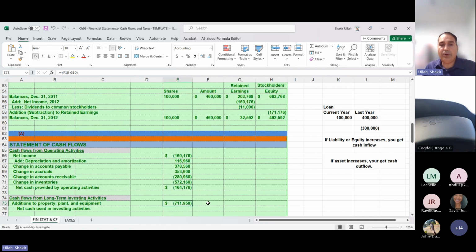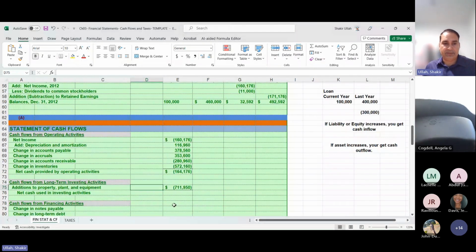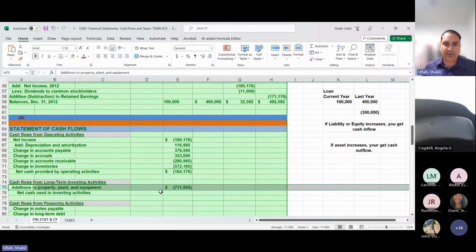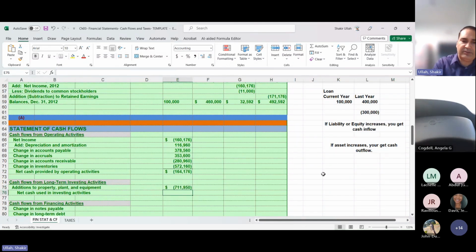What that means is that we bought new long-term assets and probably we're expanding. And that could be one of the reasons that our income is negative, because we're spending a lot of money to expand and get ready for future income. Because that is the only item in the long-term investing activities, we don't have to add anything else. The net cash flow from investing activities is the same number. Okay, so we have got the cash flows from investing activities.